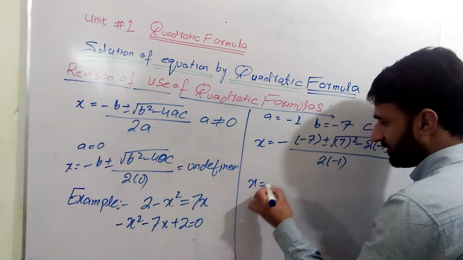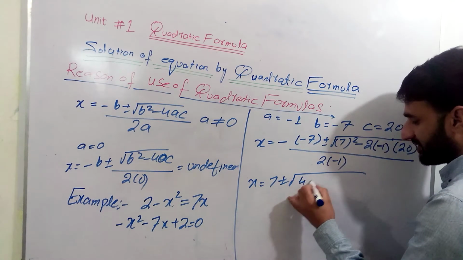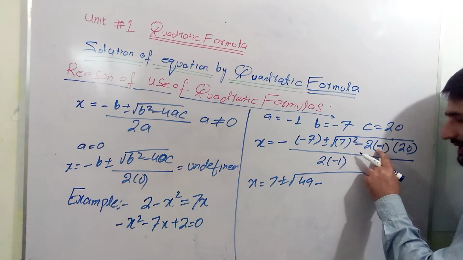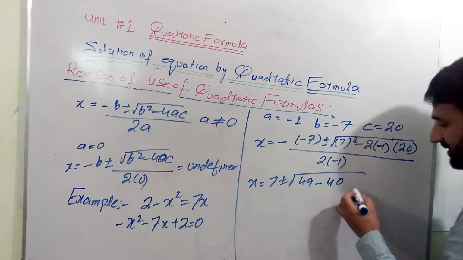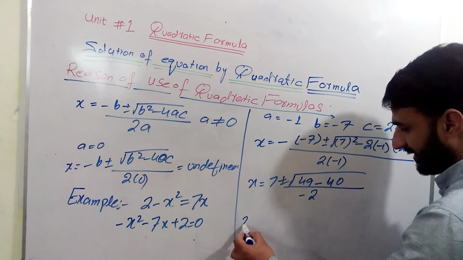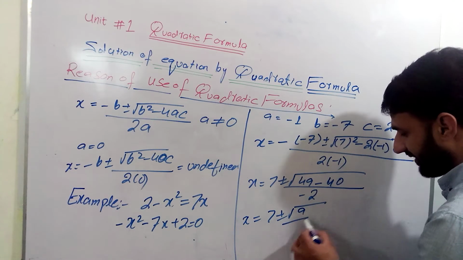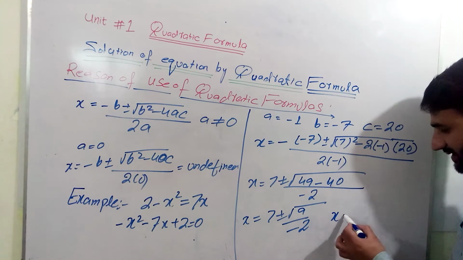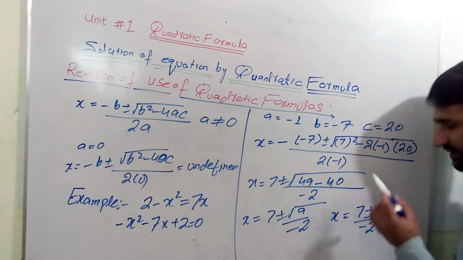Here it is equal to positive 7 plus minus square root of 7 square, which always gives 49. Here it will become plus, because minus into minus is plus. This term will be 49 plus 8, so the root is 9. Then here will be negative 2, right? Here you can find the solution. X is equal to 7 plus minus root of 9 divided by minus 2, right? So you can move forward. X is equal to 7 plus minus 3 divided by negative 2, right?